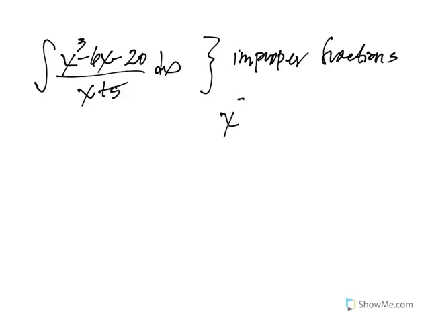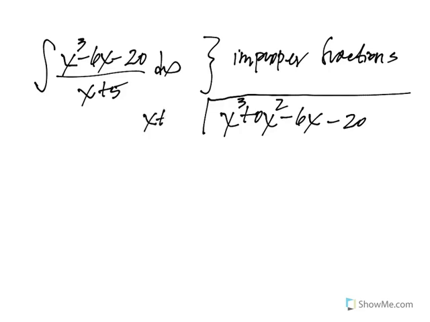I'm going to take the top, x cubed plus 0x squared minus 6x minus 20. And I'm going to divide that by my denominator. Remember to put in missing terms. So here's what we do. I take the first term and divide the first term by it. So that gives me an x squared up top. I then take that x squared and I multiply it by both of these terms here. This gives me x cubed plus 5x squared.